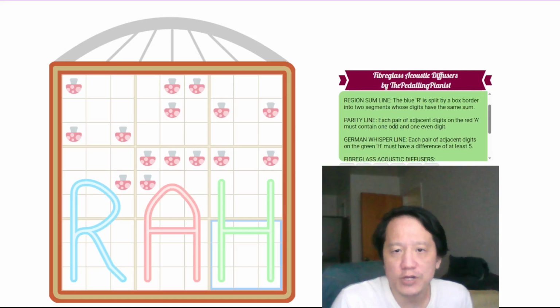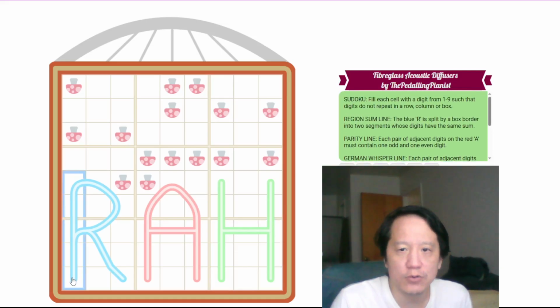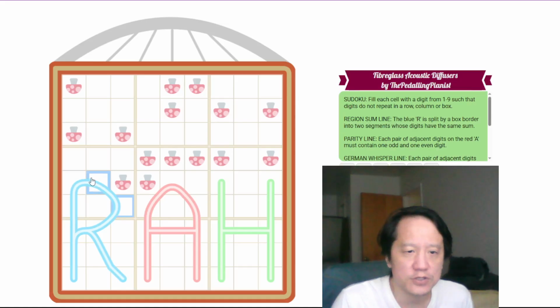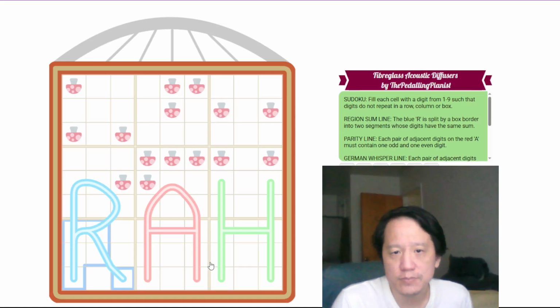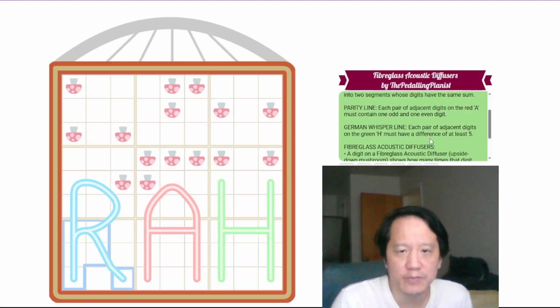We have region sumlines. The blue R is split by a box border into two segments whose digits have the same sum. So these 4 digits must equal the same as these 6 digits here. And that's how region sumlines work.